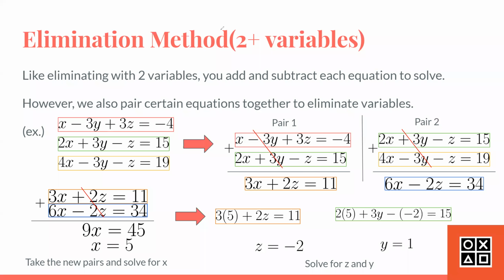We can also use the elimination method on 2 plus variable systems. In 2 plus variable systems, you usually have 2 or more equations, as seen here. So like eliminating with 2 variables, you add and subtract each equation to solve. However, we also pair certain equations together to eliminate variables. I would just like to remind you, this is a very, very brief introduction to 3 systems of equation solving.